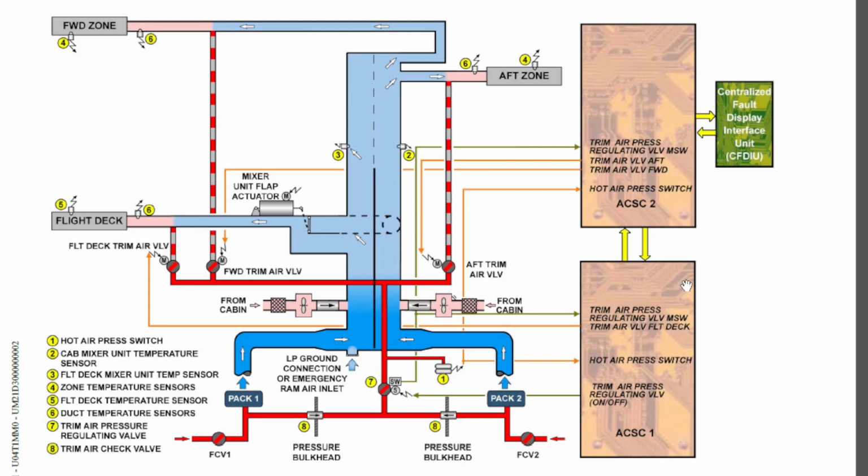I told you in the first lesson that the flow calculation part is done by air conditioning system control computer 1, and the connection with the CFDIU in the air conditioning system is only with air conditioning system control computer 2. These 2 computers crosstalk with each other, and they share information among themselves. So basically, this is the mixer unit and the hot air system of the Airbus A320 air conditioning system.